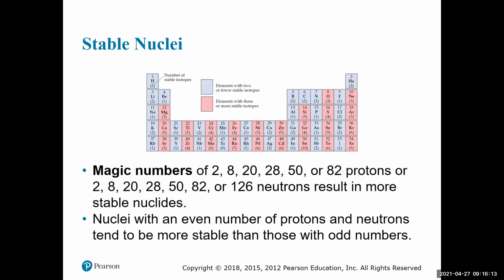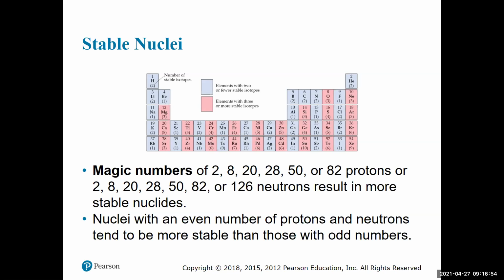So there are a couple of rules of thumb about the nuclei. If you have 2, 8, 20, 28, 50, or 82 protons, you tend to have a stable nuclide. If you have 2, 8, 20, 28, 50, 82, or 126 neutrons, you tend to have a more stable nuclide also. So if either of those occur, those numbers of protons or those numbers of neutrons, you have greater stability.